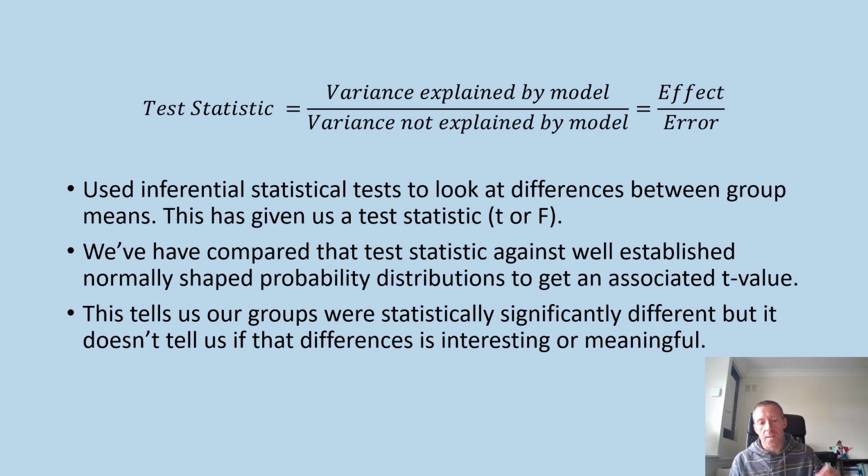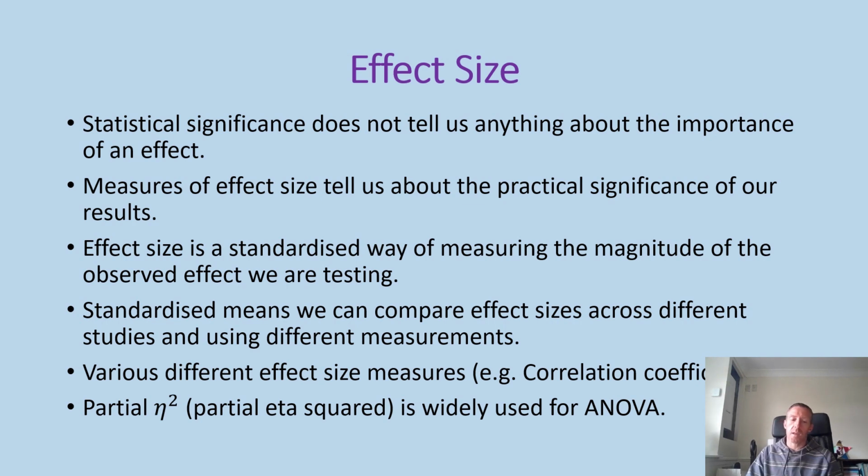Okay, so to answer that question, we need measures of effect size. So statistical significance doesn't tell us anything about the importance of an effect. Measures of effect size tell us about the practical significance of our results. Measures of effect size are standardized ways of measuring the magnitude or size of the observed effect that we've seen with our testing. Standardized means that we can compare effect sizes across different studies that might have used different scales of measurement.